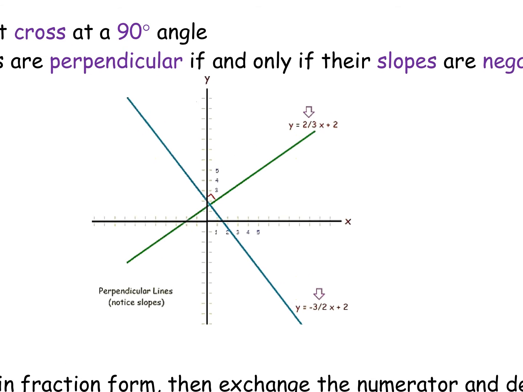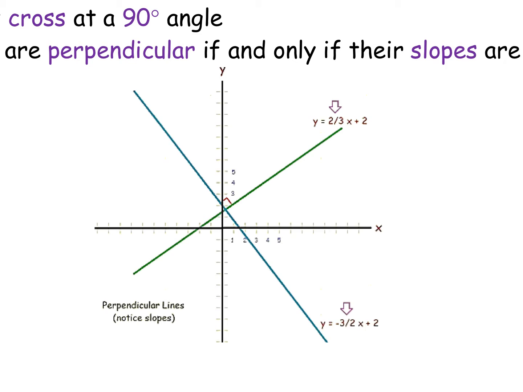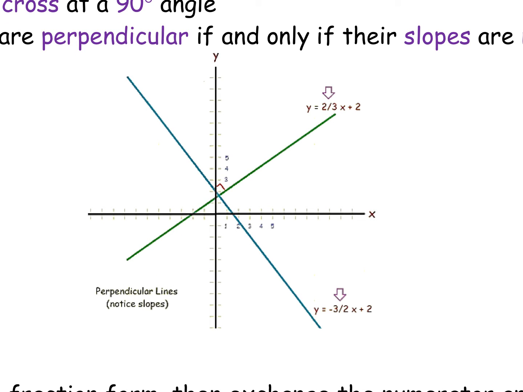I'm going to blow up my graph here so you can see it. Great. So here's the slope of the green line, which is 2/3, and the slope of my bluish line is negative 3/2. Reciprocal means I take my fraction and I flip it. The top becomes the bottom and the bottom becomes the top. And the negative part means if it's positive, it becomes negative. If it's negative, it becomes positive.